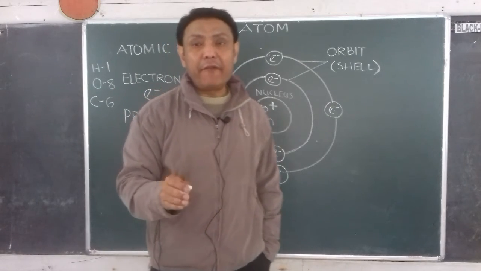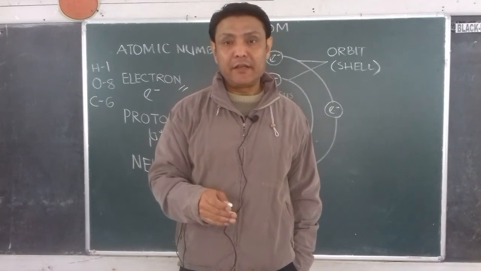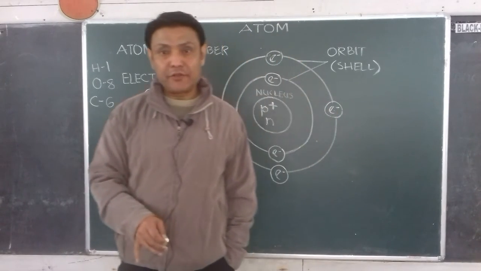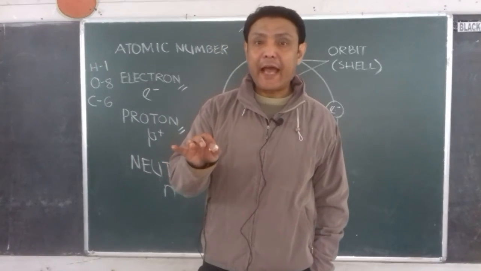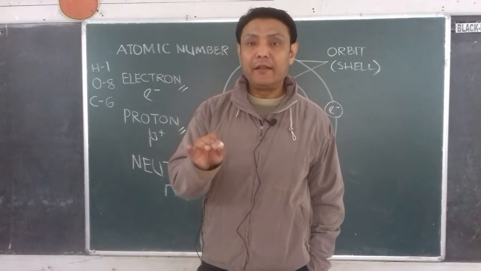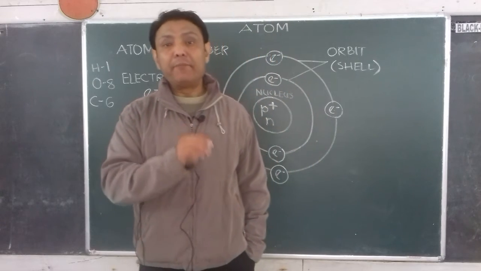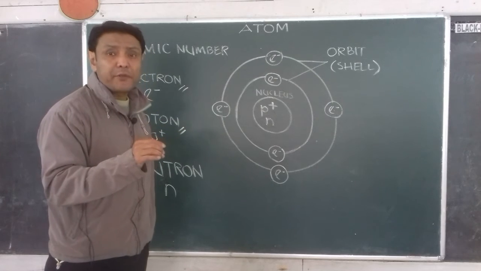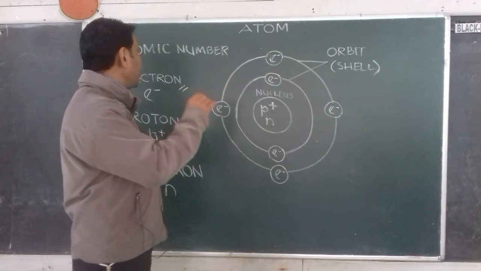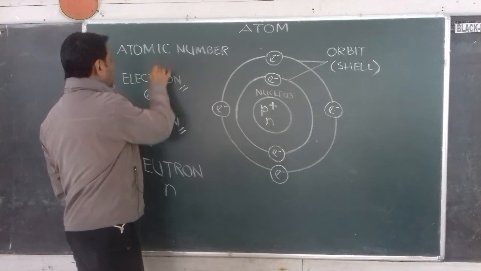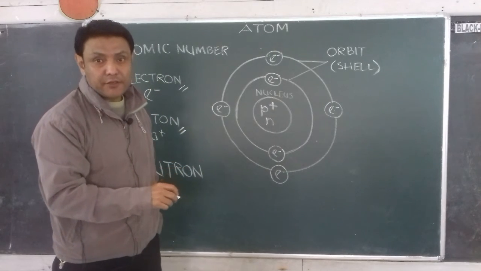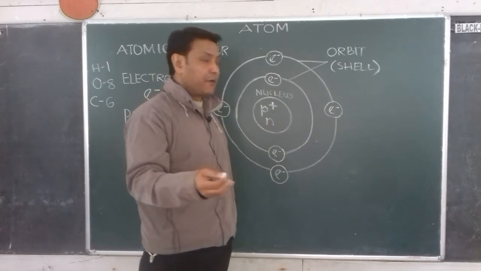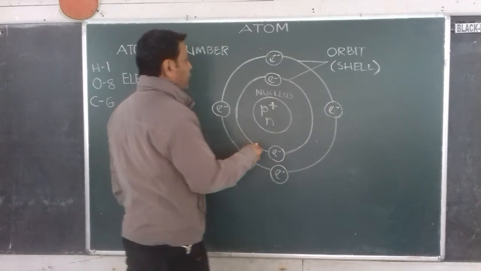Different elements will have different atomic numbers. So elements are different because they have a different number of electrons. So the property of an atom depends upon the number of electrons. Please remember this. It's very, very important. The characteristic property of an atom is determined by the atomic number or the number of electrons. All right, that's very important for you to remember.